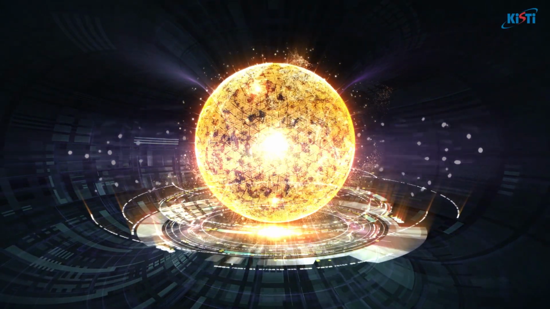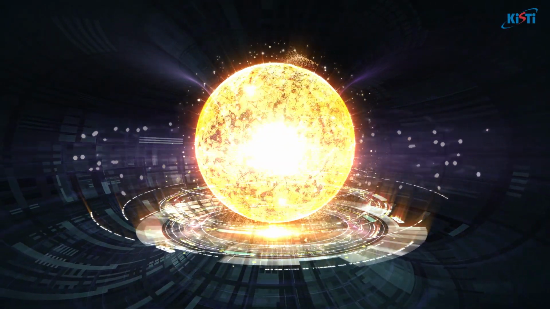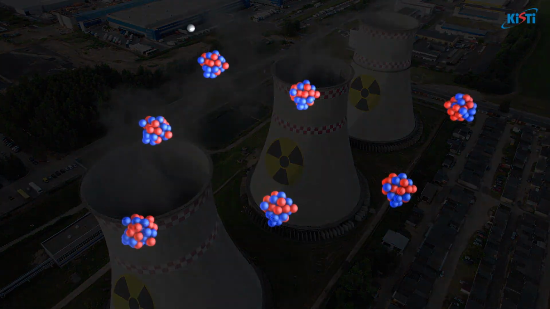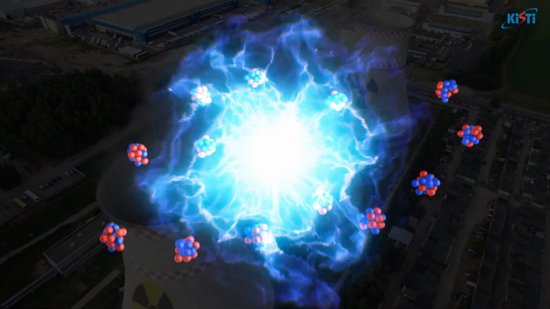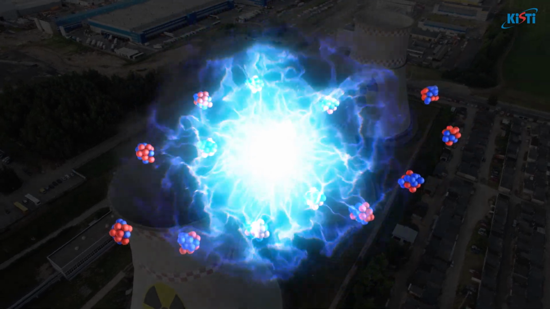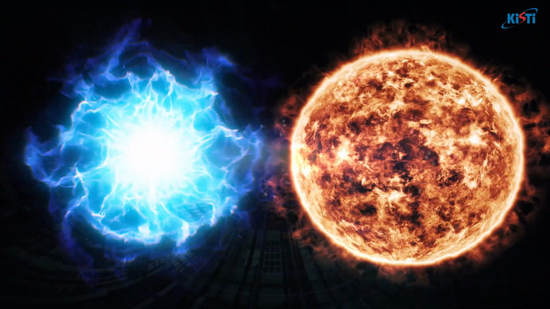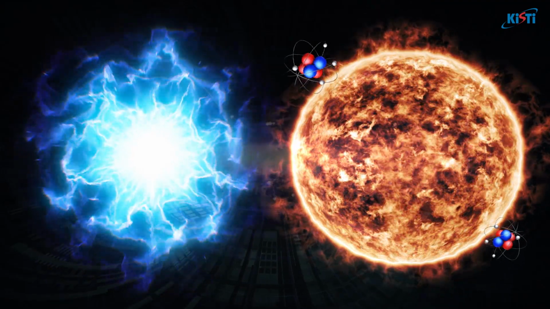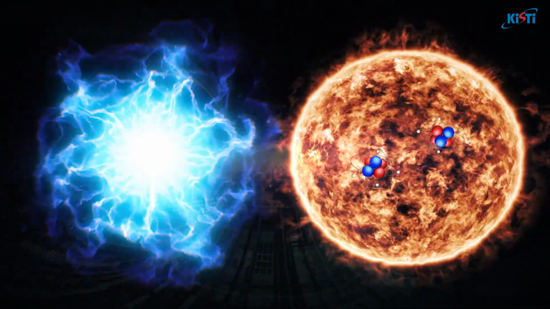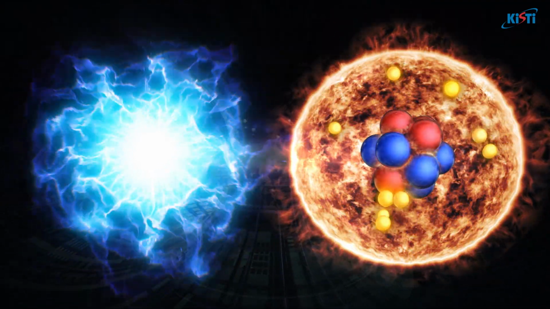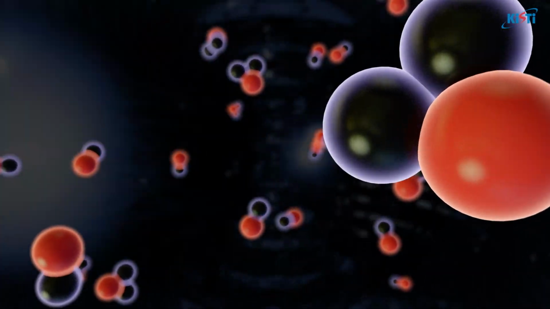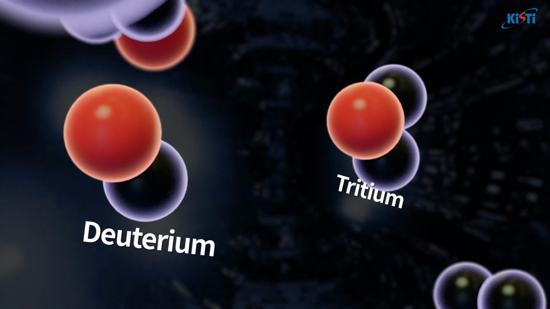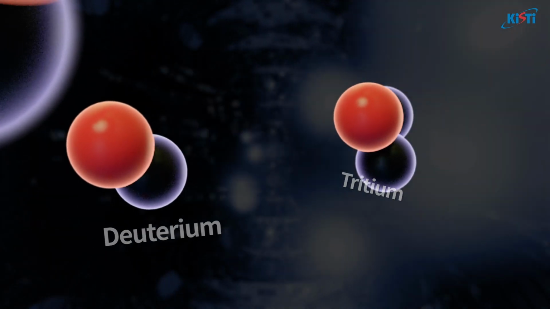Nuclear fusion power is like creating an artificial sun. In contrast to nuclear fission power, which splits atoms into lighter elements to generate energy, nuclear fusion power utilizes the energy released when lighter elements are combined to form heavier elements, similar to how stars produce light. Nuclear fusion reactors use deuterium and tritium, heavier isotopes of hydrogen, as fuel.